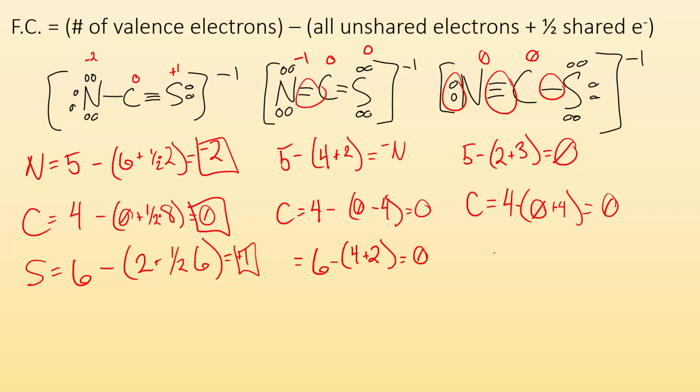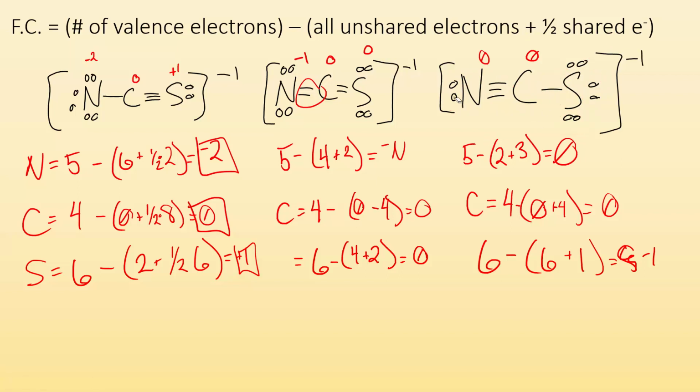And let's take a look at sulfur. Sulfur, again, had 6 valence electrons minus, it kept 6 to itself. And now we want half of the shared electrons, which would just be 1 because there's 2 shared electrons. So sulfur ends up with a -1 charge on this one.